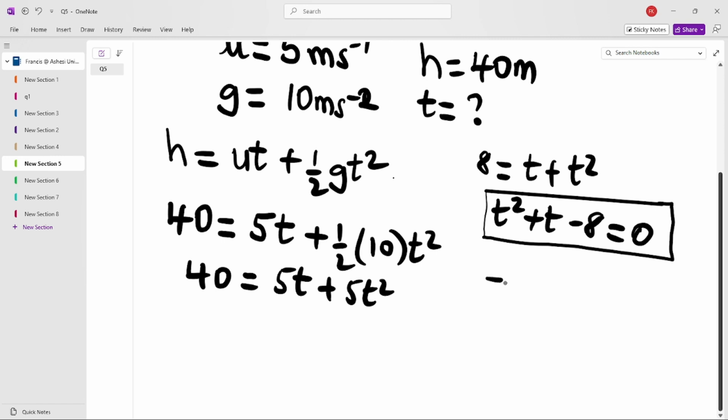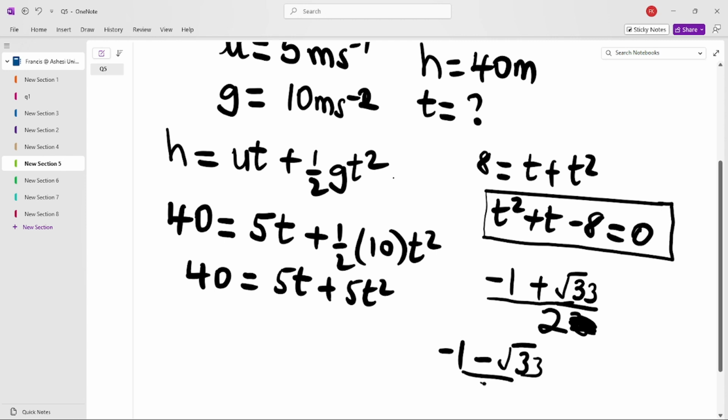The first answer is -1 plus root 33, all on 2. All of them on 2. And the second one is -1 minus root 33, on 2. So can you convert that answer to a decimal value?